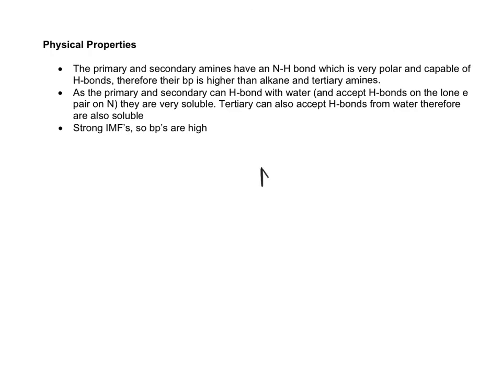Just to remind you of the Lewis structure for nitrogen. So 3 bonds and a lone pair. That lone pair can accept hydrogen bonds from water. They have strong intermolecular forces, so the boiling points are relatively high, and a lot of energy is required to overcome them.